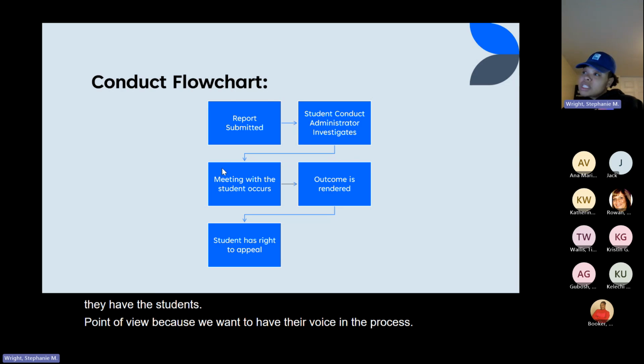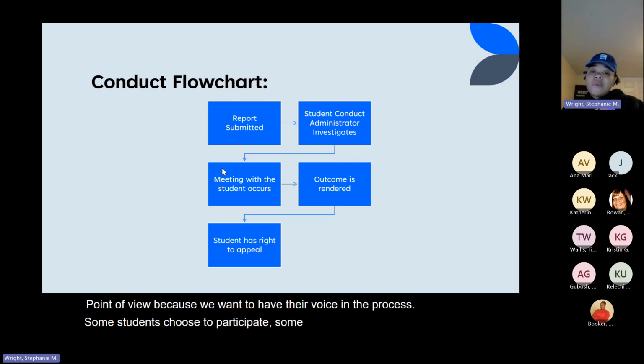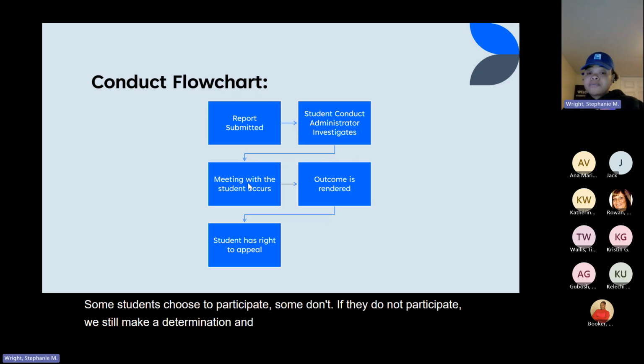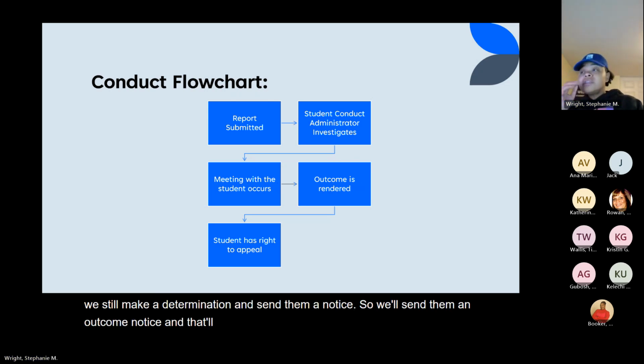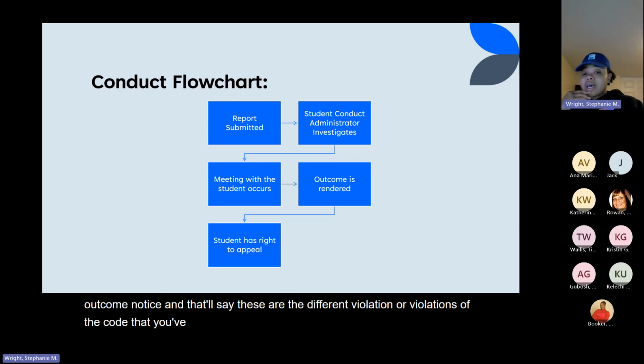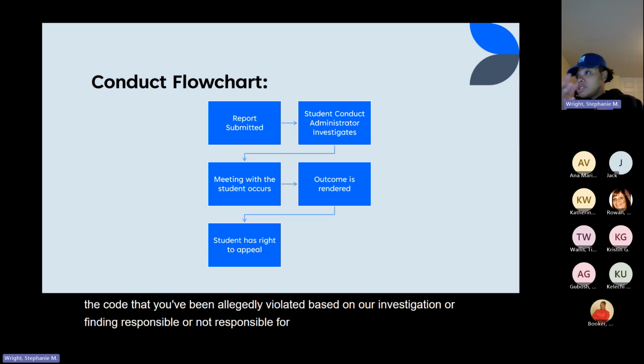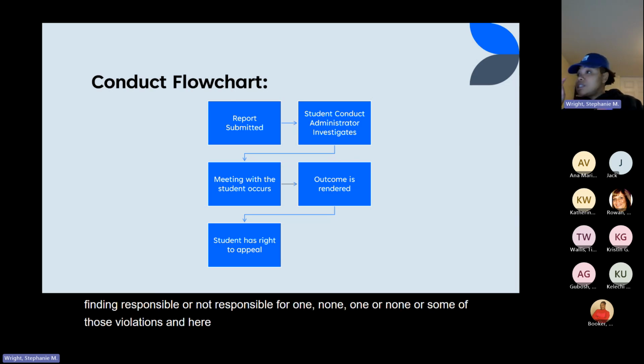Some students choose to participate, some don't. If they do not participate, we still make a determination and send them a notice. So we'll send them an outcome notice, and that'll say, these are the different violations of the code that you've been alleged to have violated based on our investigation. We're finding you responsible or not responsible for one or none or some of those violations. And here are your sanctions, right?